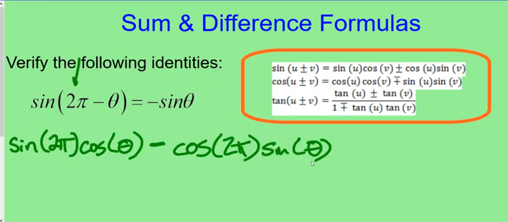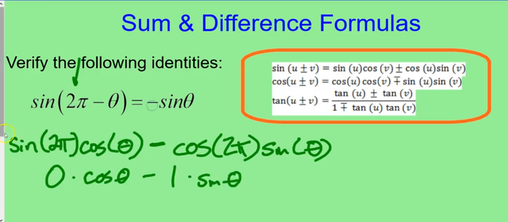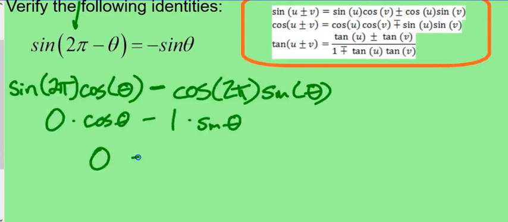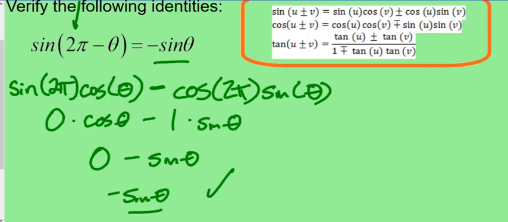You should remember that sine of 2 pi is actually 0. Cosine of 2 pi is 1. 0 times anything is 0. And 0 minus sine theta is going to be negative sine theta, which is exactly what we wanted.